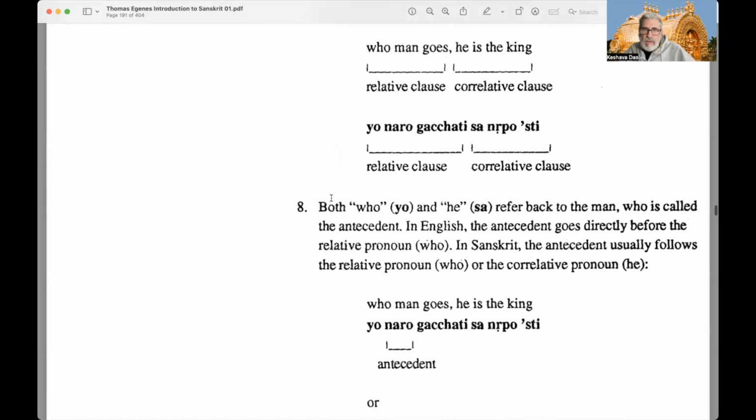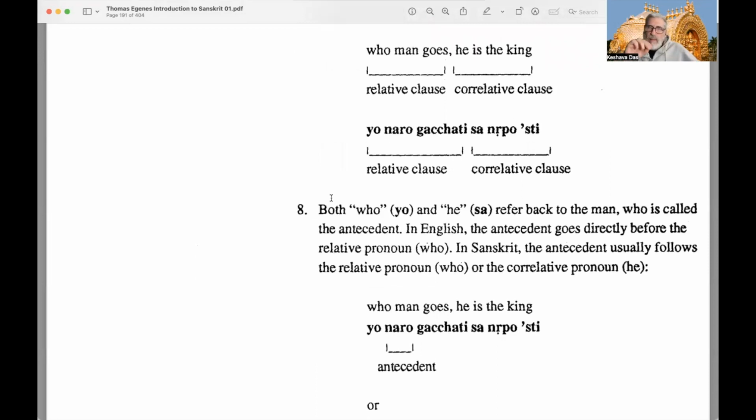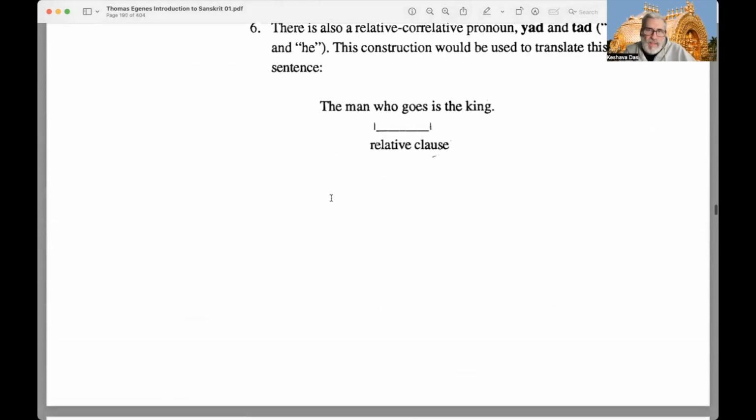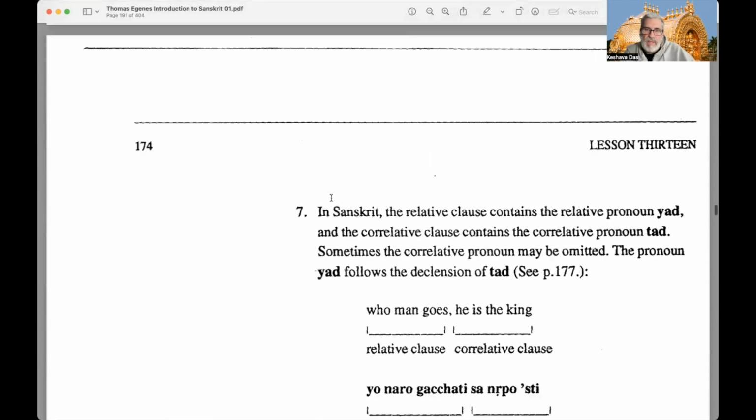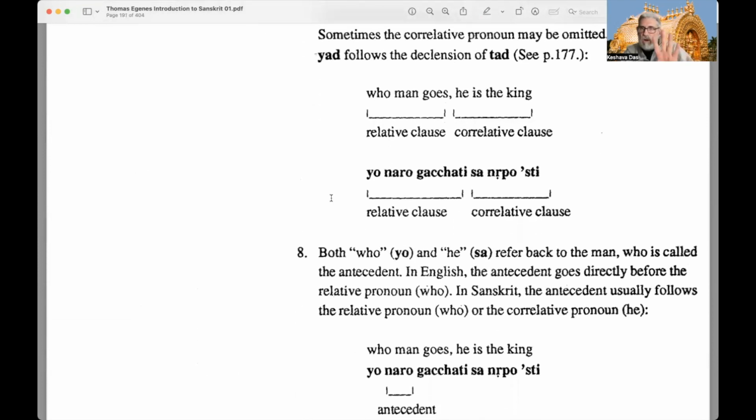So let's have a look at an example here. The example he gave: who man goes, he is king. So whichever man it is that goes, he is king, which is translated into nice English up here when he introduced it: the man who goes is king. That's how we translate it into English. But in Sanskrit, how do we say it? In Sanskrit, we say it literally: who man goes, he is king. Let's understand the literal way. Now we have the relative clause coming first, the correlative clause coming second, and we have two things: who and he, the relative pronoun and the correlative pronoun, which are given in here.